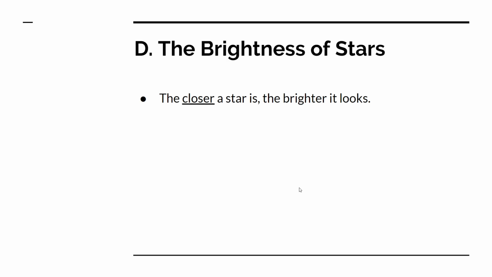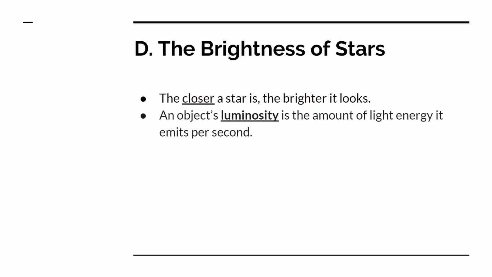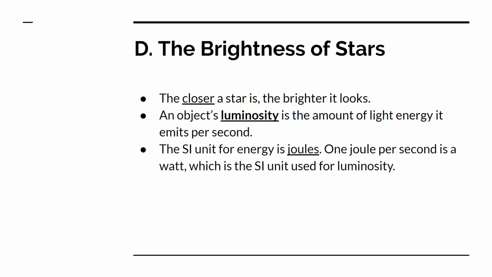Here's a mind-blowing fact. The closer a star is, the brighter it looks. Duh. That's like saying the closer you are to a lamp, the brighter it looks. But this can get confusing because some stars might look like they're really close, but they just happen to be gigantic and really far away. So we have to break it down. Instead of just talking about brightness, sometimes we talk about luminosity. And that's a number. That's how much energy a star emits per second. We measure that in terms of joules, which is a unit of energy.